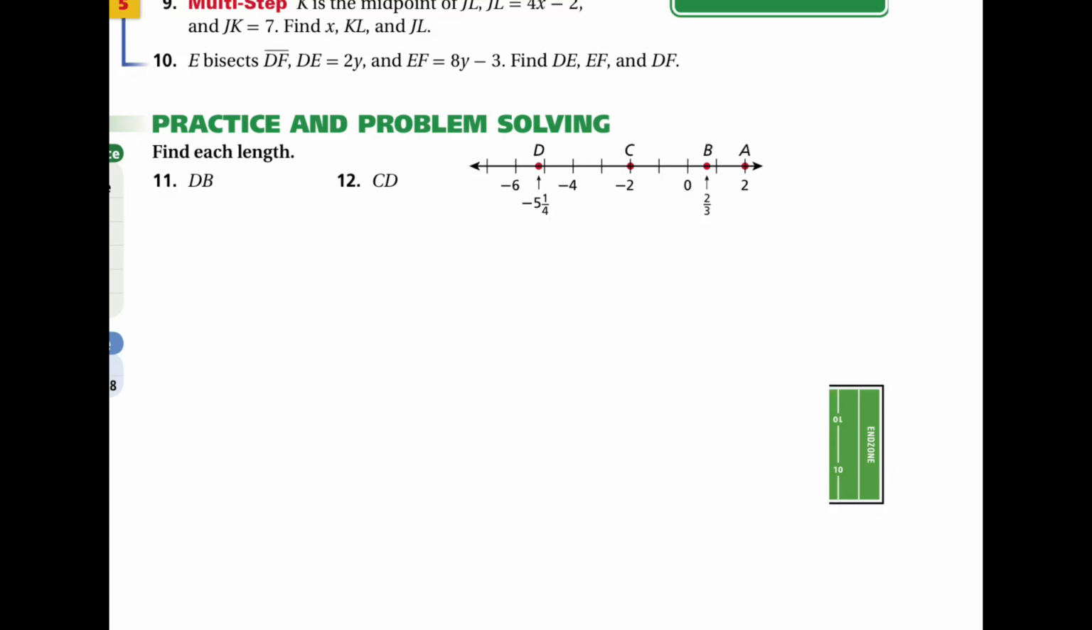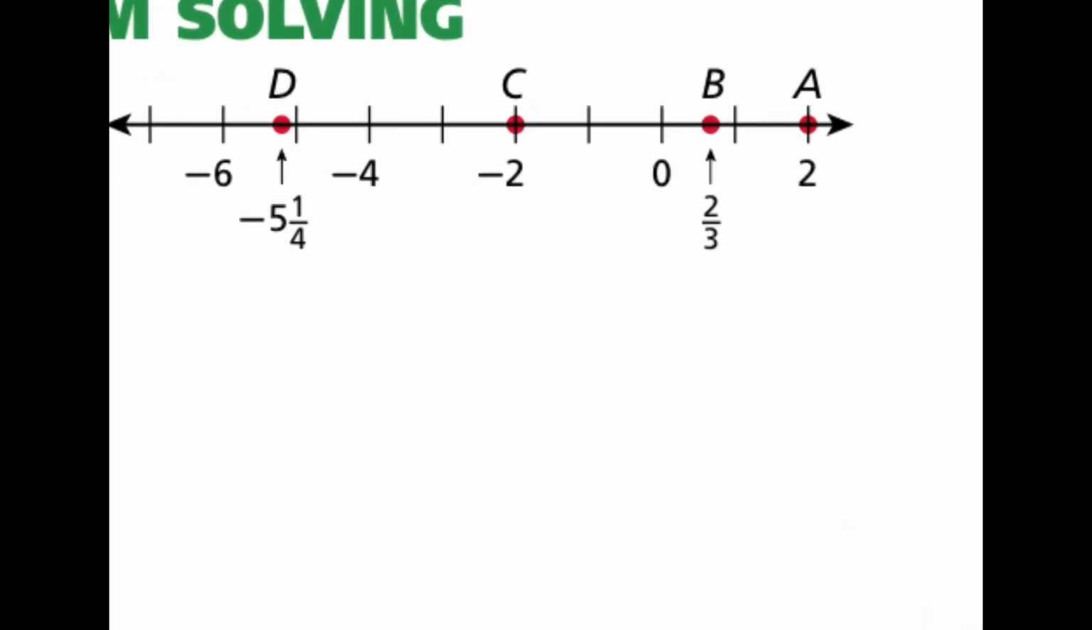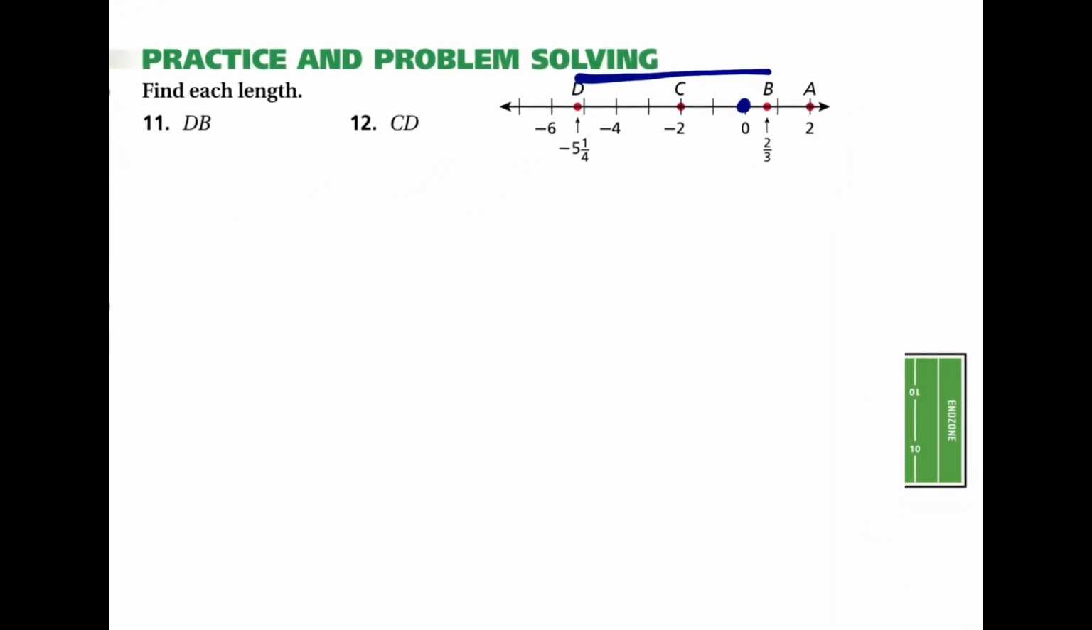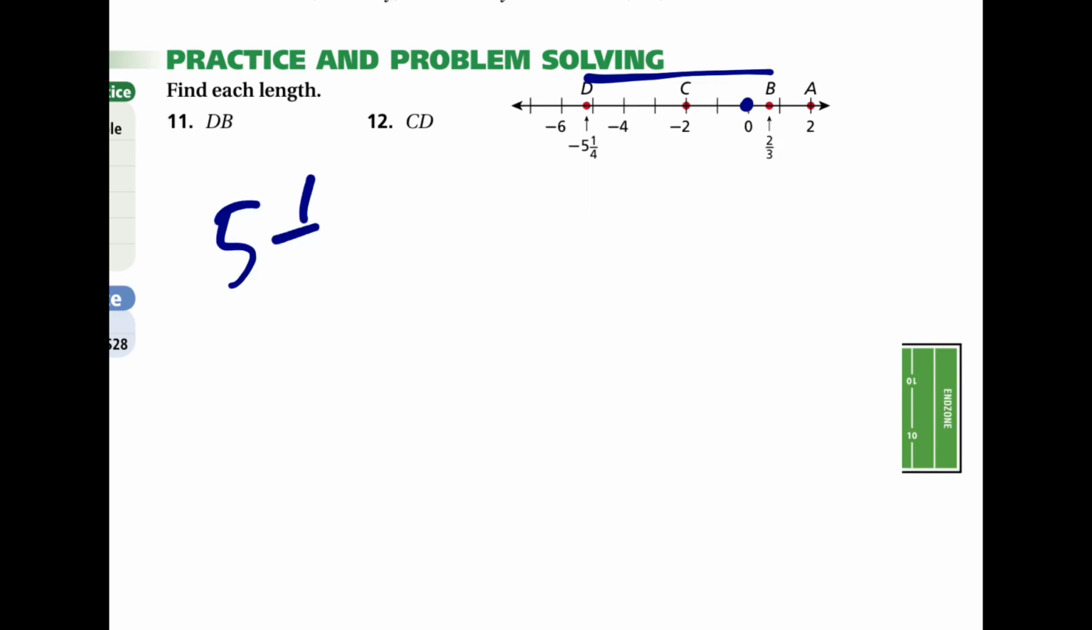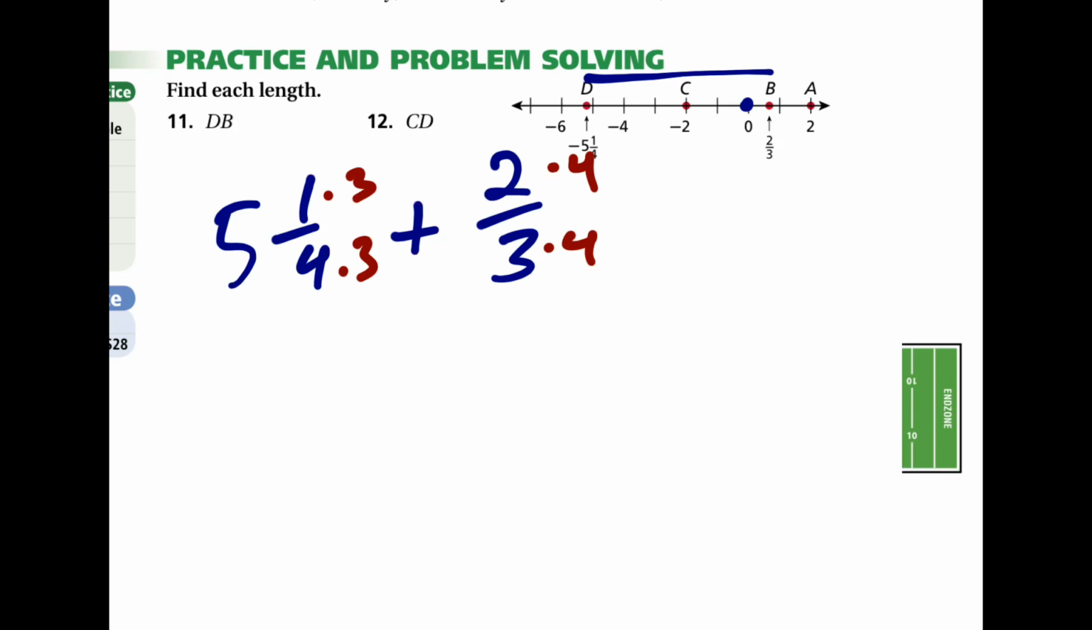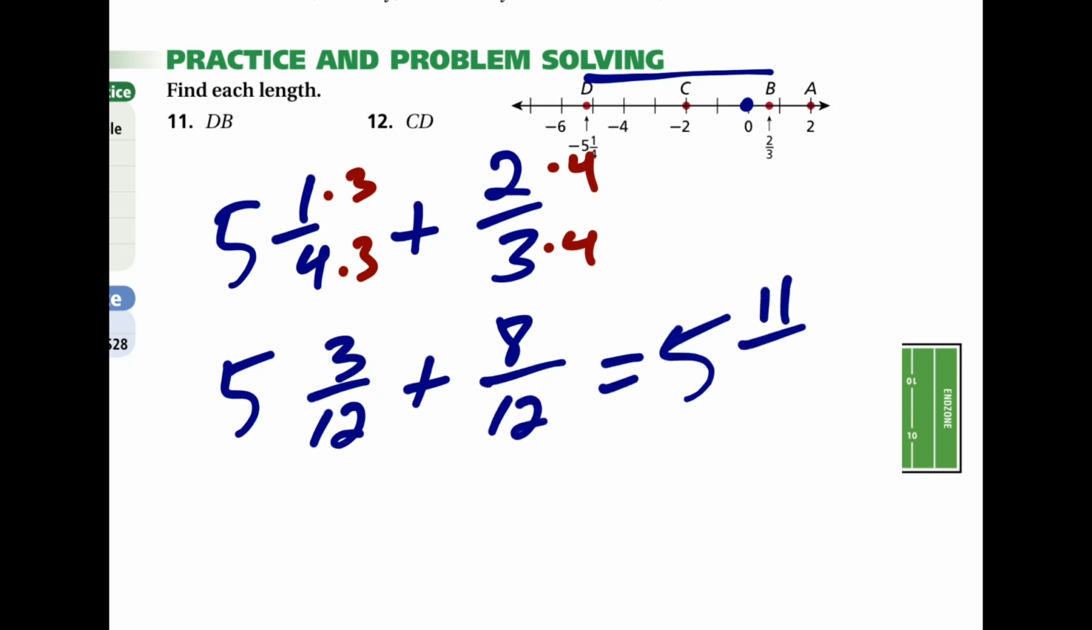Number 11, find the length DB. There's a variety of ways I could divide up line segment DB: DC and CB, a few others. I'm going to use O, because O is very easy to calculate from. I know that the distance between D and O is 5 1/4, and the distance between O and B is just 2/3. I'm looking for how I can make these have the same denominator. It turns out if I multiply them by each other, I get 5 3/12 plus 8/12, which is 5 11/12, the distance between D and B.